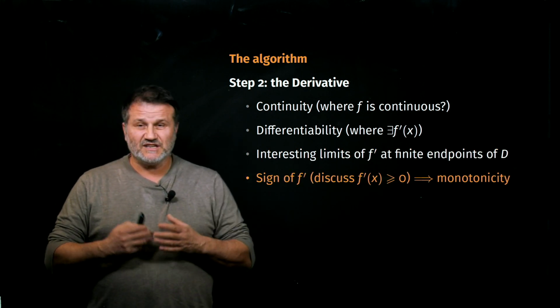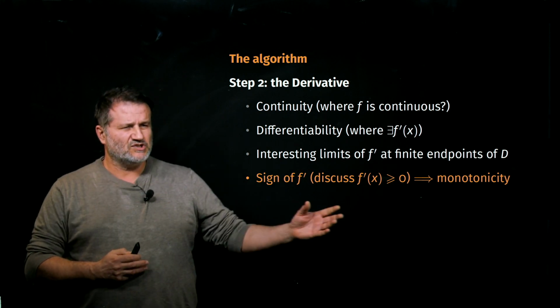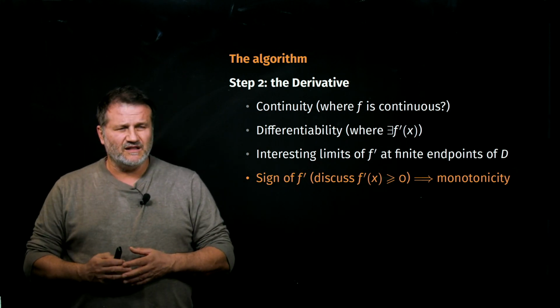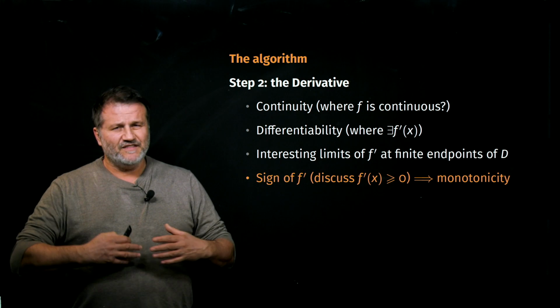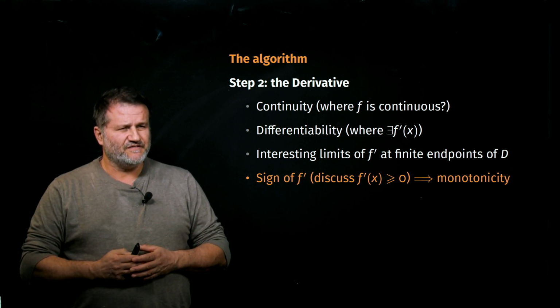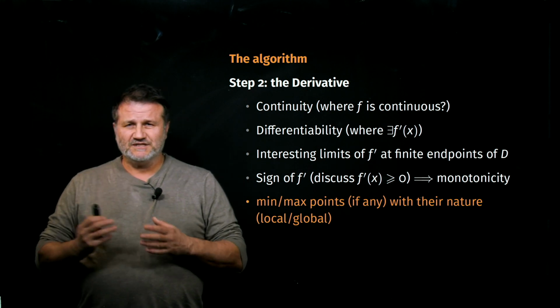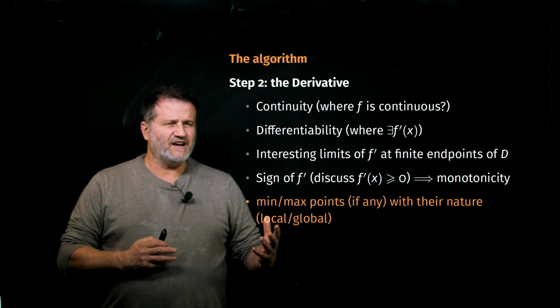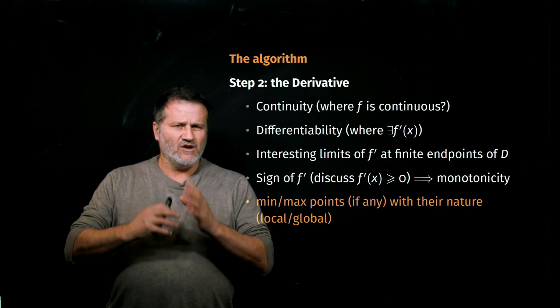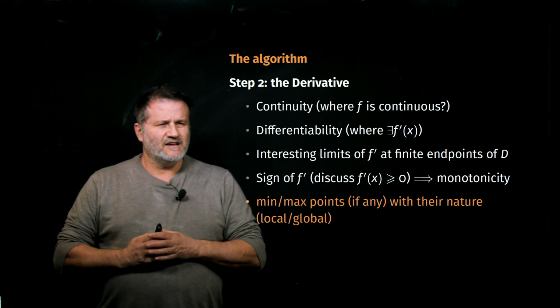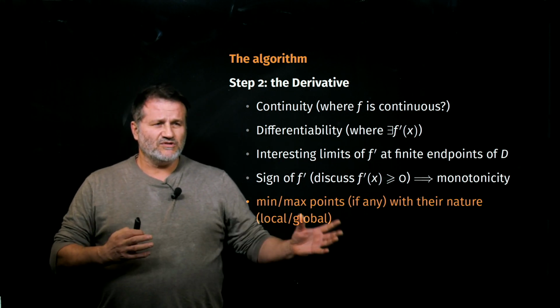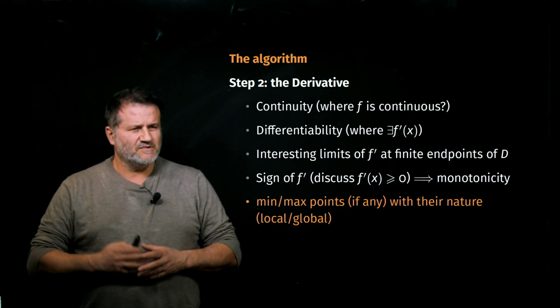And then discuss the sign of the derivative, solving the inequality f prime of x greater or equal than 0. This will determine the monotonicity of the function and will be helpful to determine also minimum and maximum points for the function, specifying also their nature, if they are local or relative extreme points, or global, absolute maximum and minimum points.